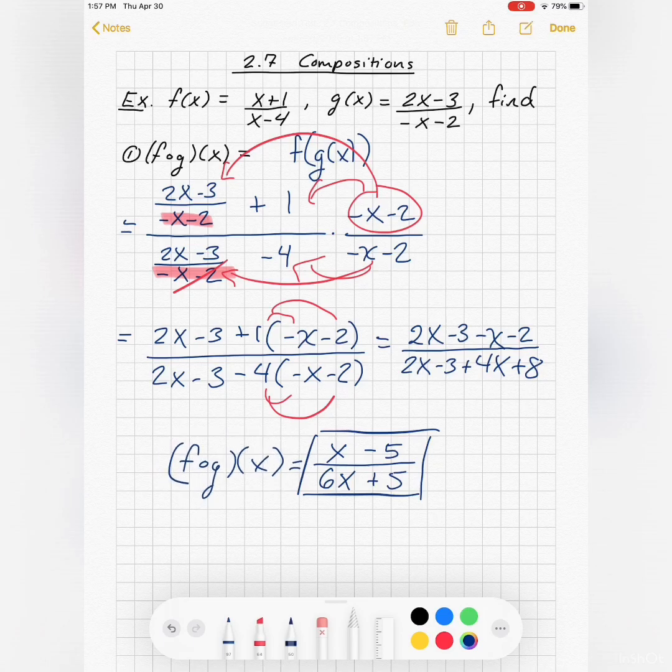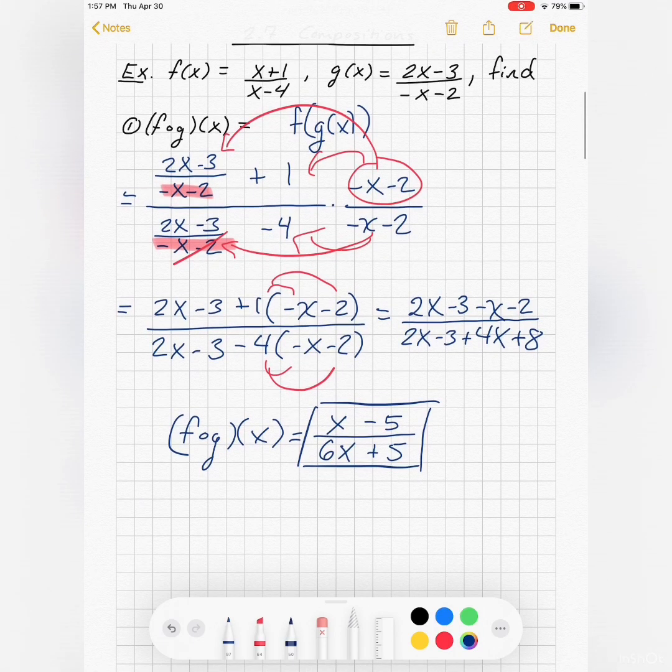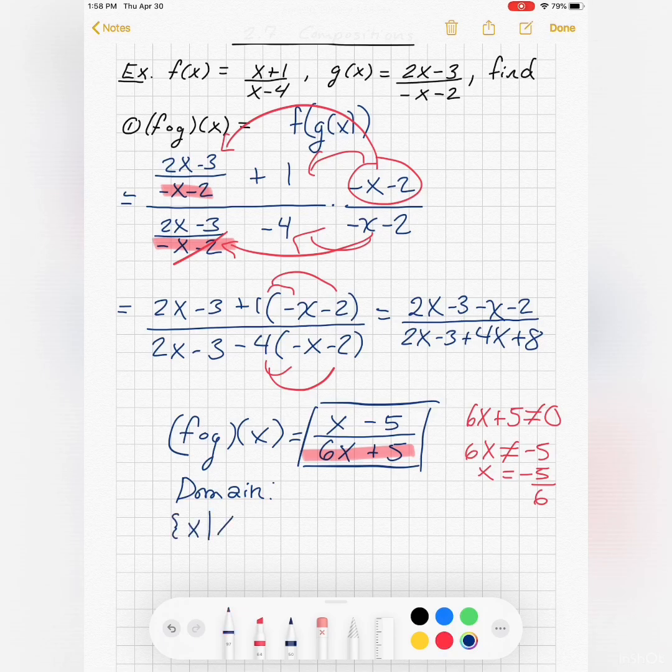Okay, so what are some things I could do with that? Well, let me do something first. Let me get the domain of that. That's one thing I could look at. Okay, so what I have here is I have a fraction. So remember, if I have a fraction, the bottom of that fraction cannot equal 0, right? Because I cannot divide by 0. So x is not negative 5/6. Okay, so I'd say the set of all the x's where x is not negative 5/6.